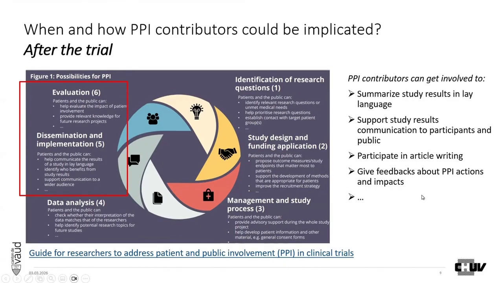For the after trial phase, they can help you disseminate and implement the result of the study. And also they are very important to help you evaluate the PPI procedures that were set up during your study. So with them, you can optimize the summary of your study results in lay language. They can help you support study results communication to participants and the public. They can be involved in the article writing, and they can give you feedbacks about PPI actions and impacts.